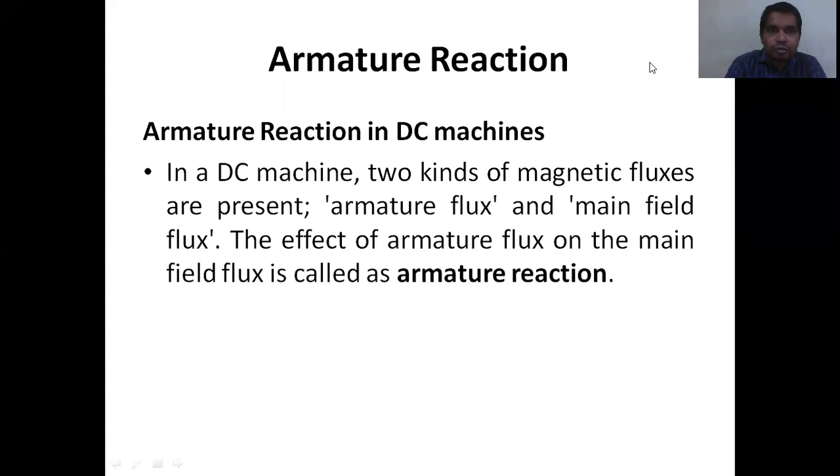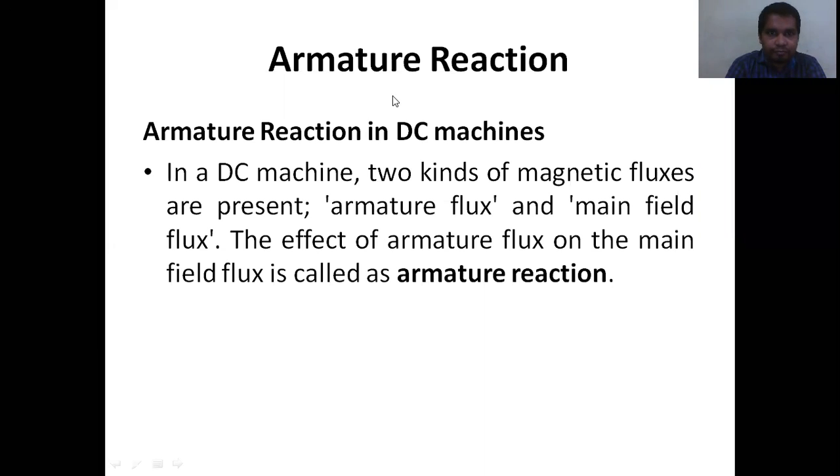Dear students, today we are going to discuss the armature reaction. What is armature reaction in a DC generator? The armature reaction in DC machines, or you can say armature reaction in a DC generator.